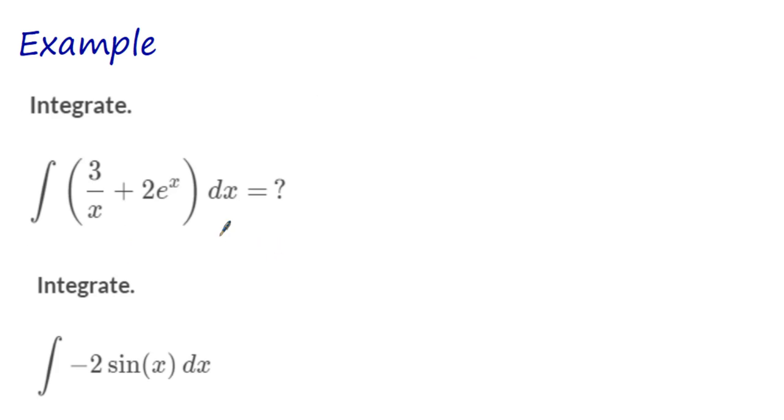We're going to try to integrate 3 over x, that's 3x to the negative 1, plus 2e to the x. Well, that's going to be 3 natural log of x plus 2e to the x plus c. And think about the derivative here. What's the derivative of 3 natural log of x? It would be 3 over x. What would be the derivative of 2e to the x? It would be 2e to the x.